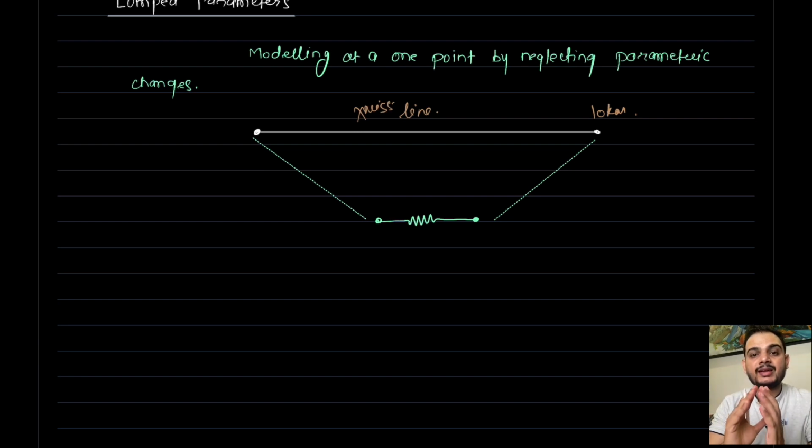Here we are not taking length as a function. Our resistance, inductance and capacitance are not a function of length in case of a lumped parameter. Okay, let me write here.